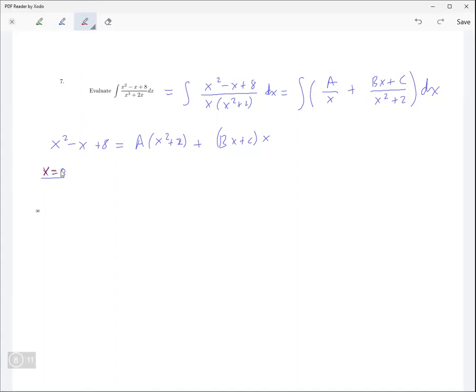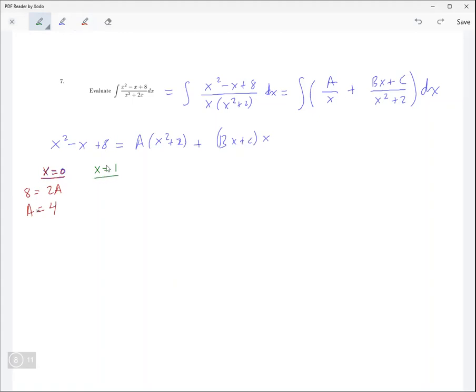Let's do it in a different color. Setting x equal to 0 gives us an 8 on the left. And this goes away, and we just have a 2A over here. So A is equal to 4. Yay. So we got A to be 4. And now we need some more values to set things to. You've used 0. Let's try 1. Just try small values that you can easily plug in and see what happens.